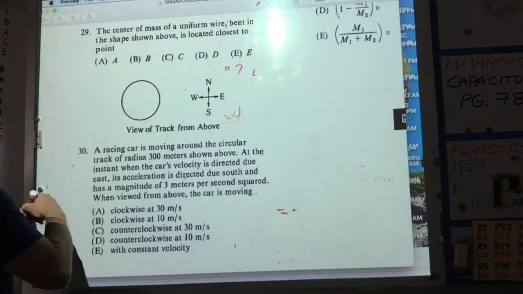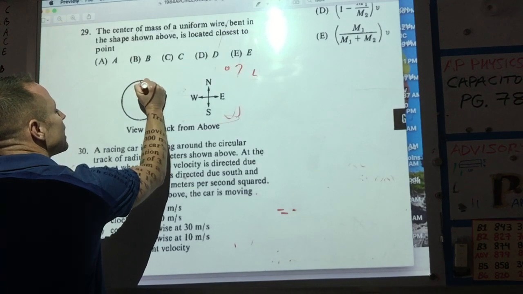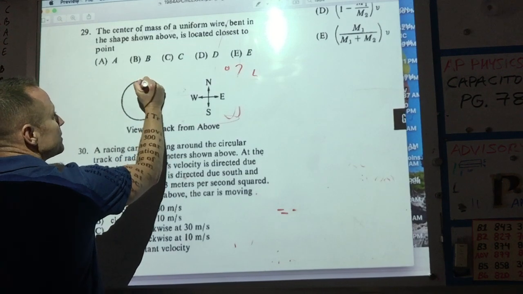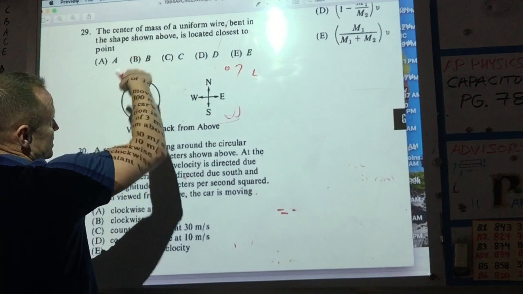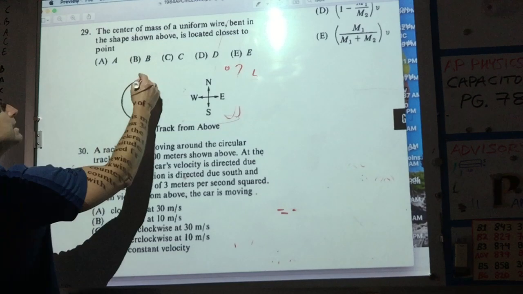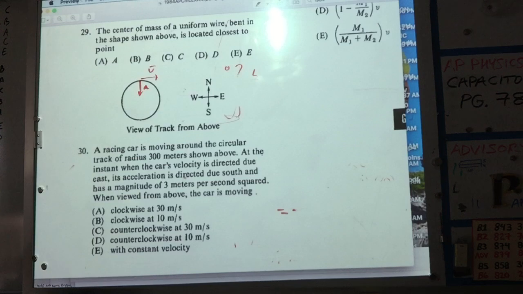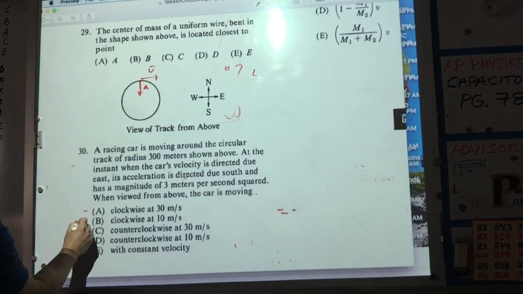Well, if we're going in a circle, the only time the velocity could be this way and the acceleration this way is if you're up at the top, because the acceleration is toward the center. And what else is happening? At the instant when the car's velocity is east. Oh, okay, so v is that way. Great. So when viewed from above, first of all, we know we're going clockwise. So it's got to be one of these two.